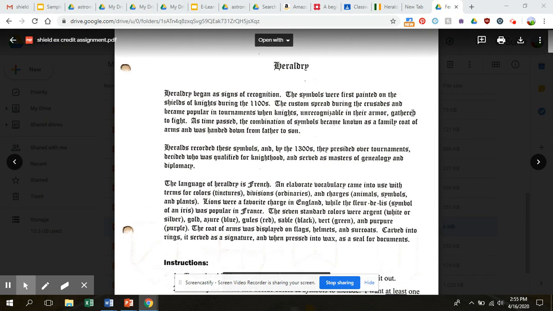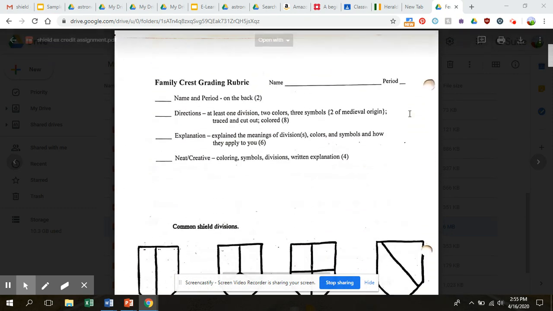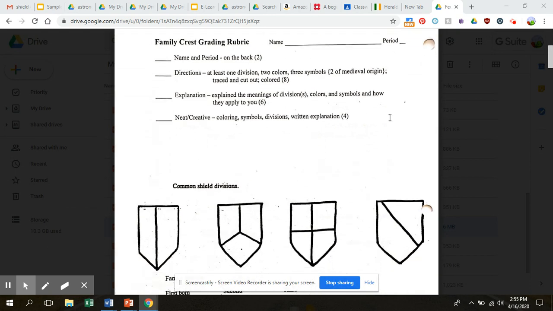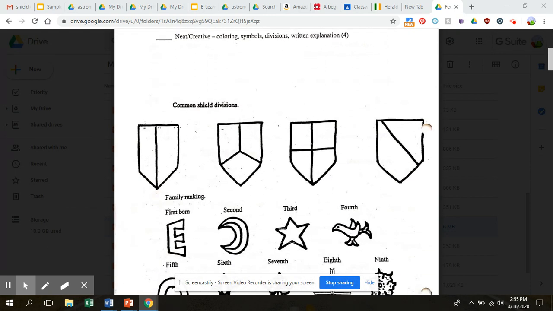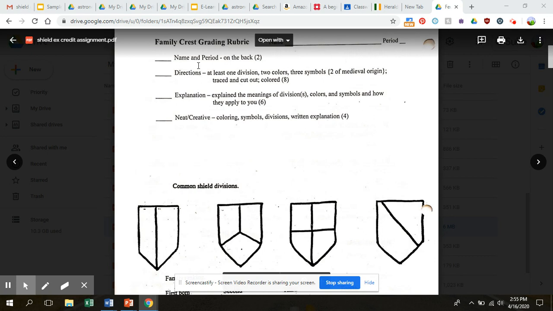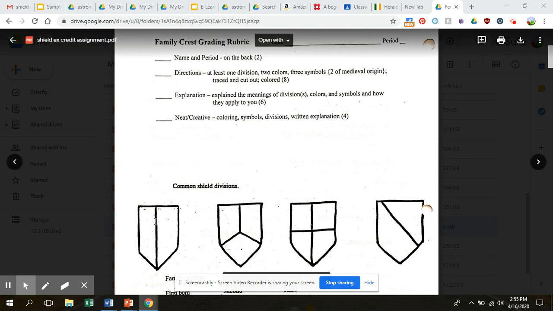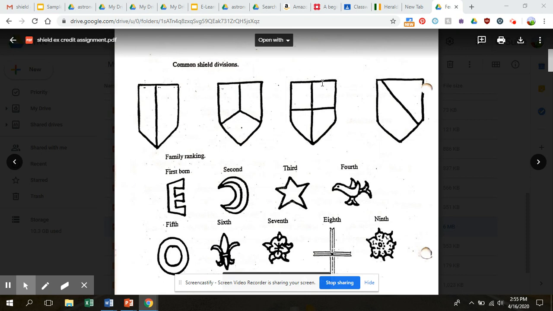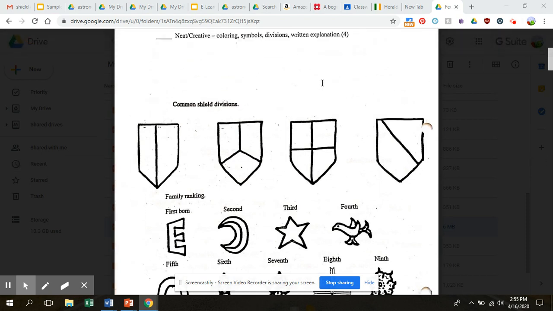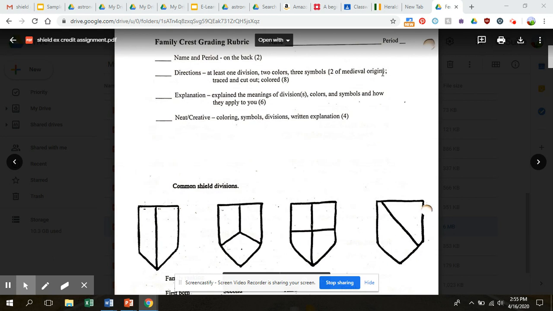There's a description up here of what heraldry is, and then on the next page here is just a couple of ideas for you. I'm still going to be looking for you guys to include these items like your name, the directions, how many divisions your shield should have. So you can see there's different ways of dividing it up. You have to have at least one. How many symbols? I've included a couple of symbols down here and a lot more in other areas as well. So you need to have 2 medieval symbols and at least one that is personal to you.